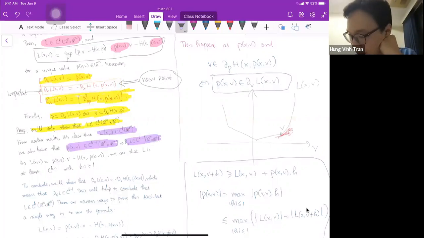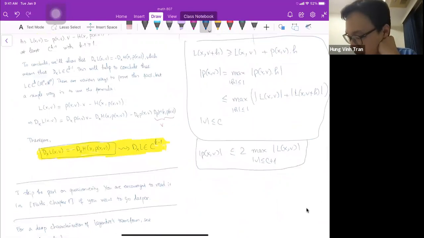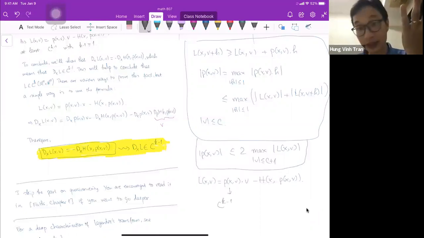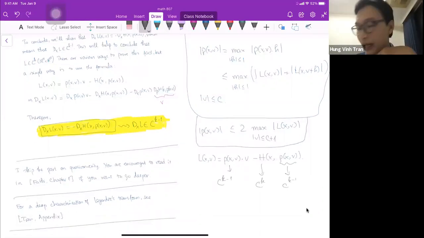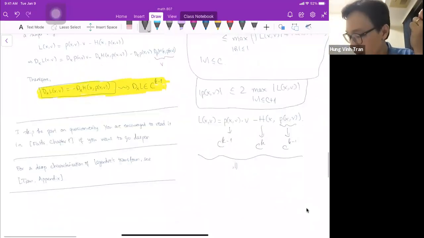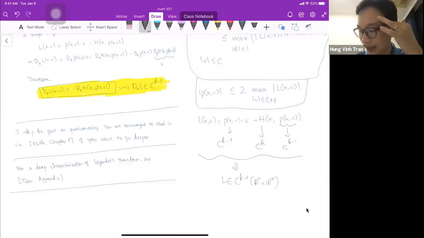Maybe let me write it down so that it is clearer. I have Lxv is Pxv dot v minus H of x Pxv. What I have here is that this is CK minus 1. This is not a problem. v is just a vector. H is CK. So clearly from here, as in the last remark I made last time, it's not very clear to me that L is in CK. From here, what I can deduce is that L is in CK minus 1 of Rn cross Rn. This is not hard. This is what I can deduce right away.